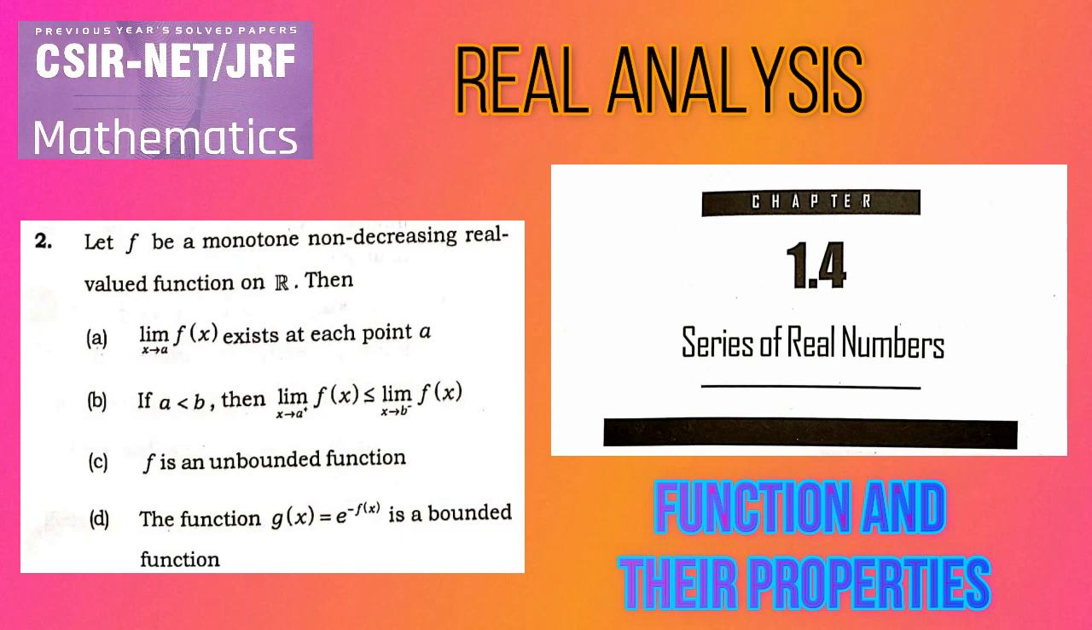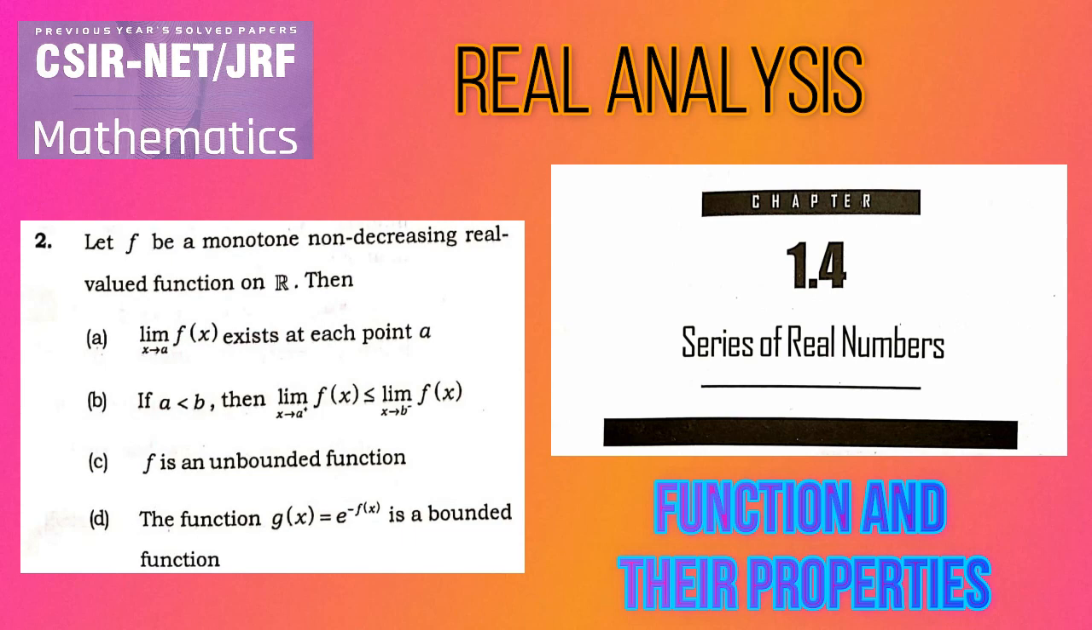The first option says the limit as x tends to a of f of x exists at each point a. The second option says that if a is strictly less than b, then the limit as x tends to a plus of f of x is less than or equal to the limit as x tends to b minus of f of x. Option C says that f is an unbounded function. Option D says that the function g of x, which is e to the power minus f of x, is a bounded function. So we have four options and we have to figure out which one is correct.